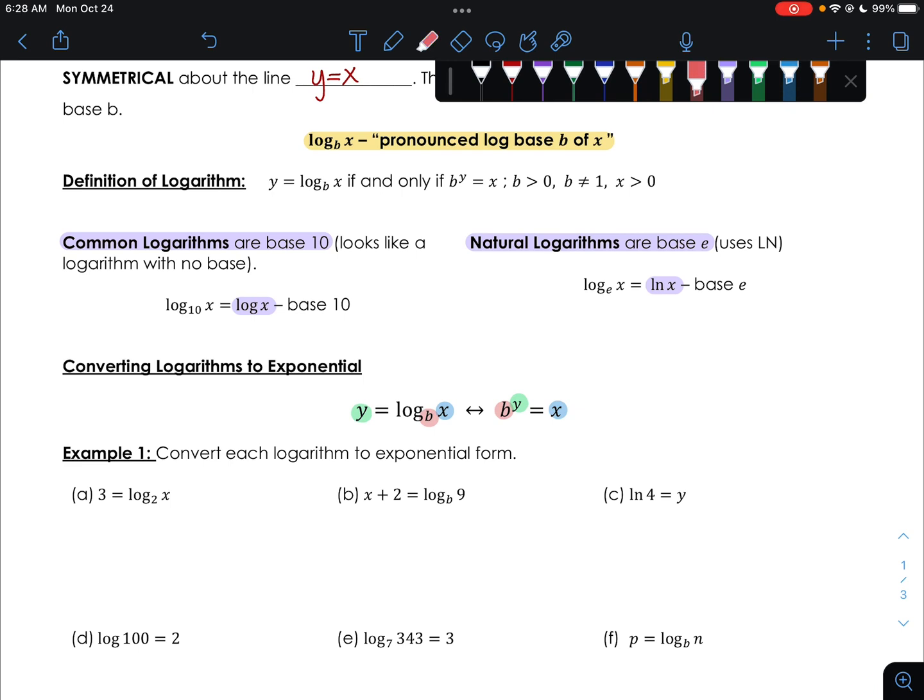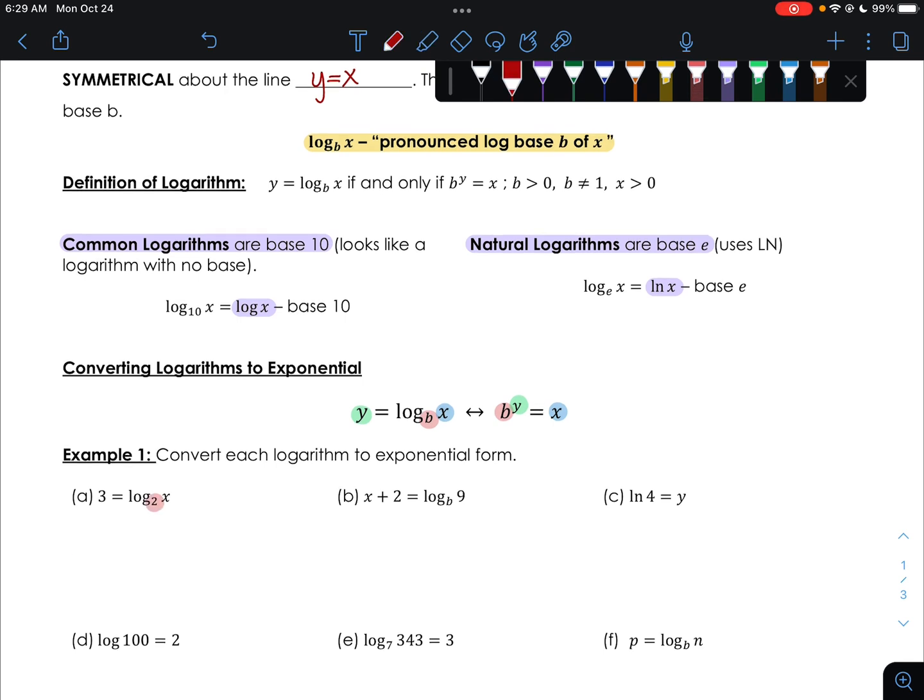So here we go on example A. Our base is 2, so my base of the exponential is going to be 2. What it's set equal to is going to be my exponent, which is 3. So 2 to the third power, and it's going to equal what is with the log, which is x. And that would be switching it to exponential form.